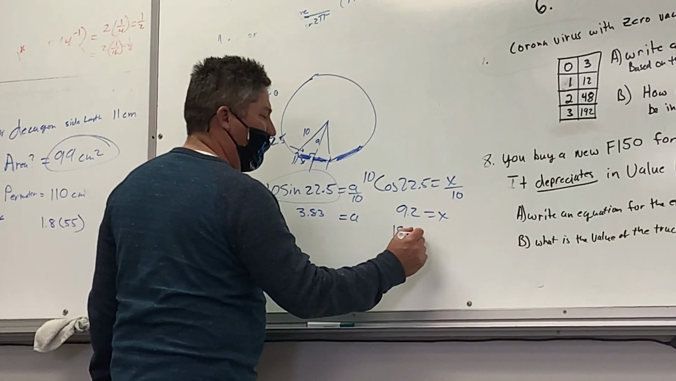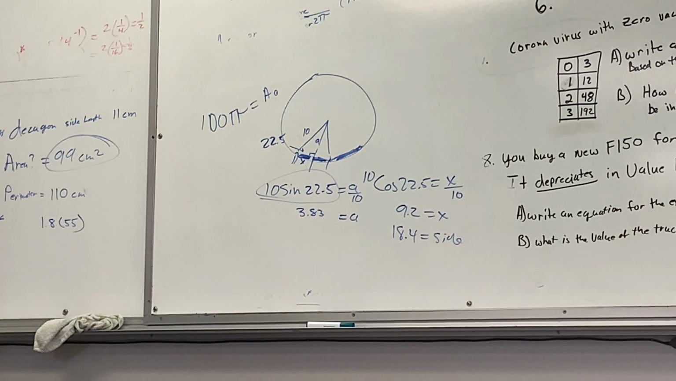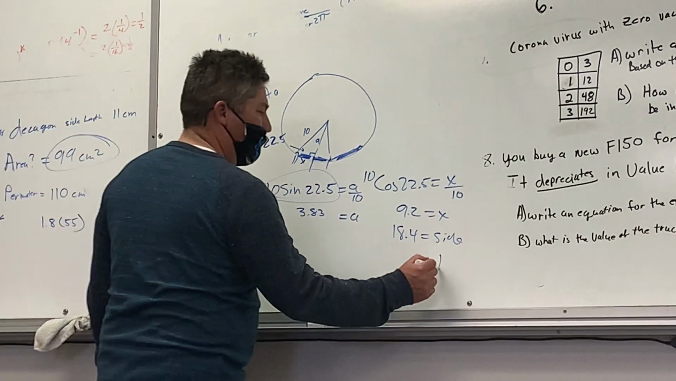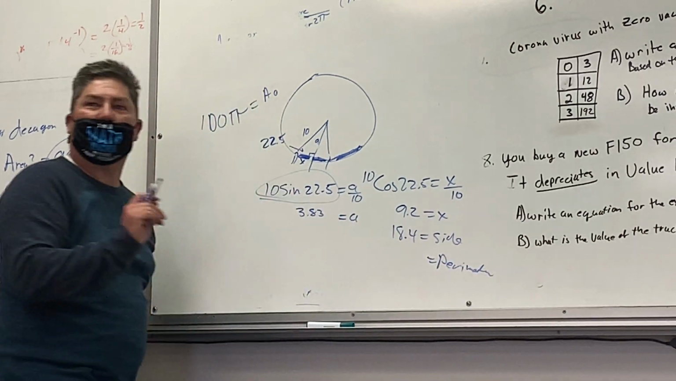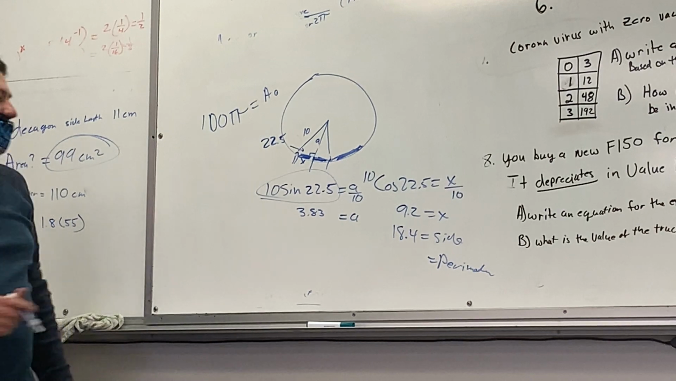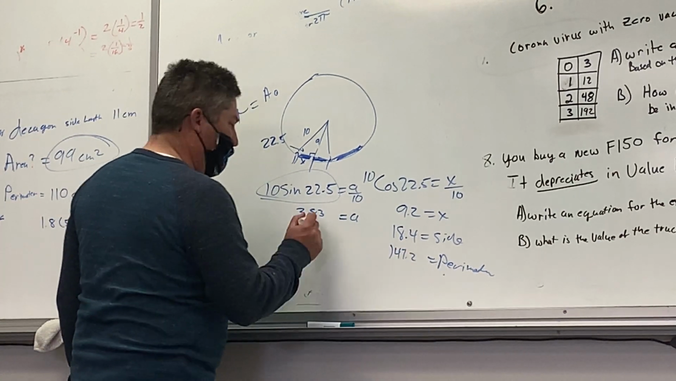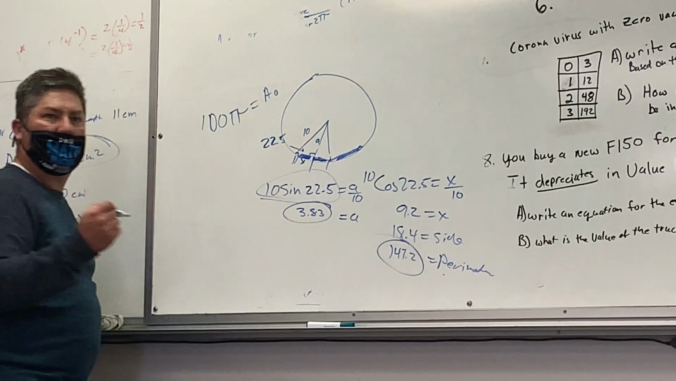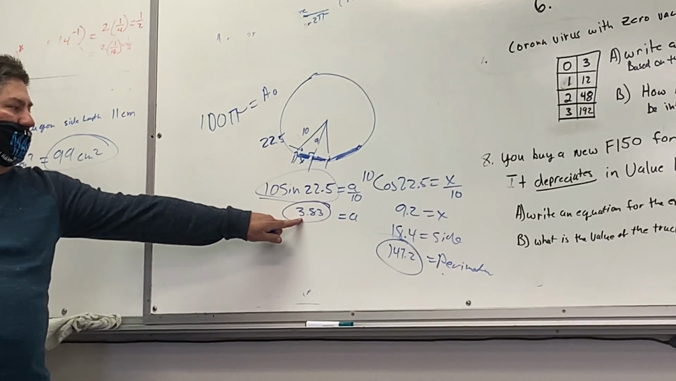If it's an octagon, this is the side. If it's an octagon, what's the perimeter? Somebody tell me what it is. What did you do to 18.4? Times by 8. Do it. 147.2. What do I do with perimeter and apothem? Times them and divide by 2. Do that on your calculator.